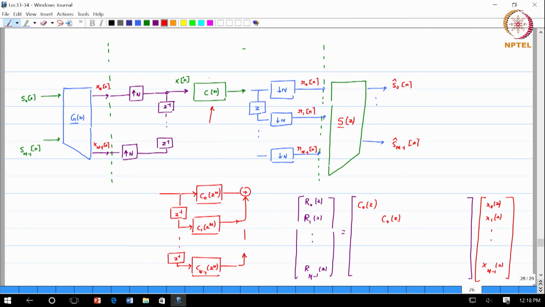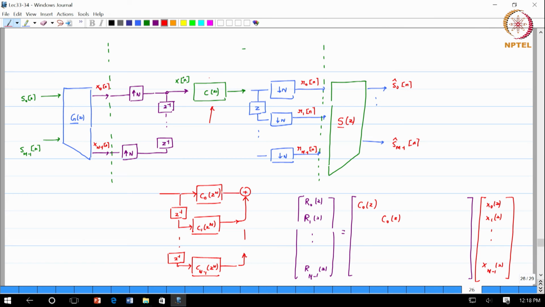Okay. Now, just one more entry and then we will be done. Between x0 and R1, x0 goes in without any delay change, only the upsampler. R1 comes out with an advance operation.